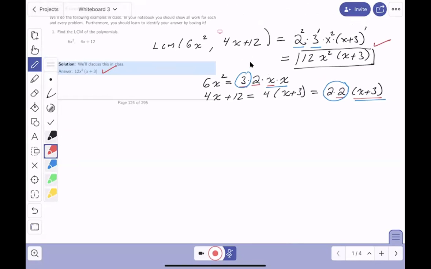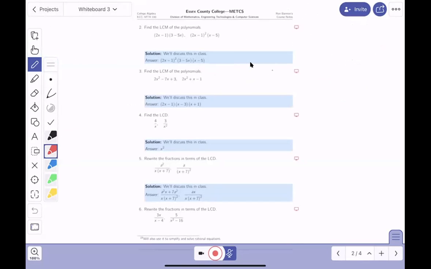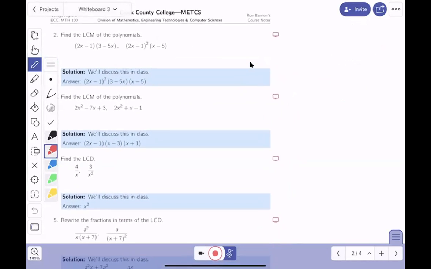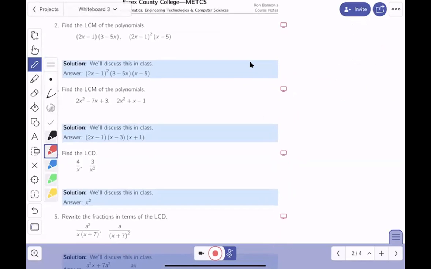Let's go to the next page. Again, it's another LCM problem. I'm going to write it down for you. They want the LCM between those two terms. It's already factored, so I'm going to write it down now. And I'm definitely seeing a factor of 2x minus 1.